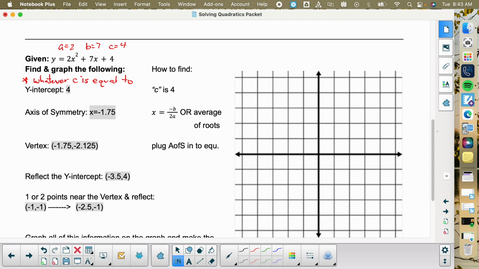Okay, so to graph the y-intercept, ours is positive 4, so I would go up 4, and that's where it's going to be graphed. I don't know anything else about the U shape, I just know that it goes there. So we have 1 point.